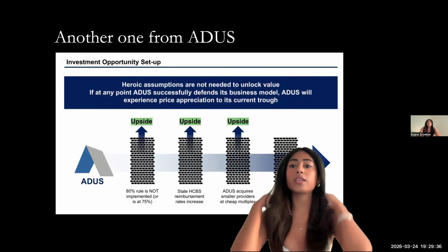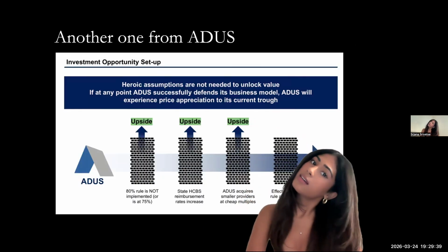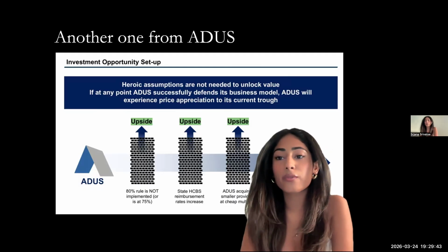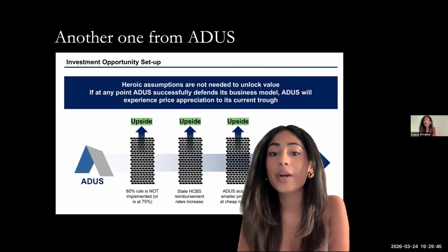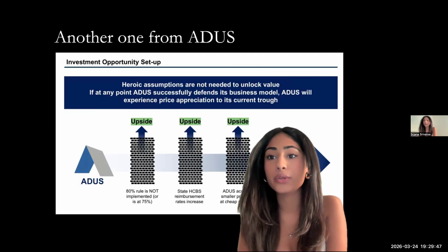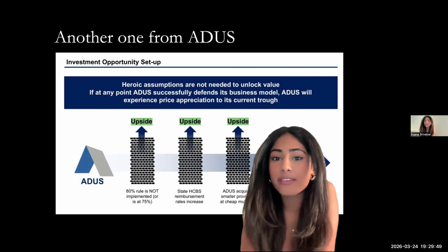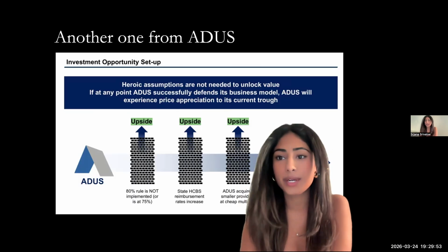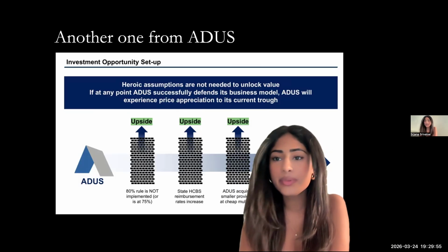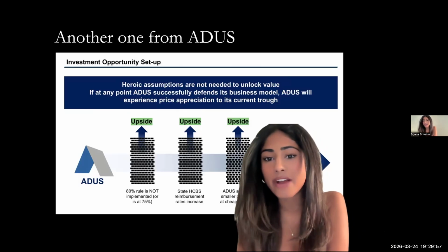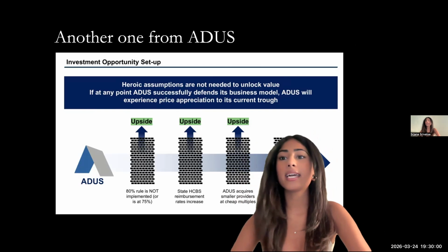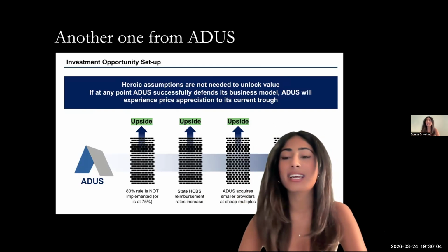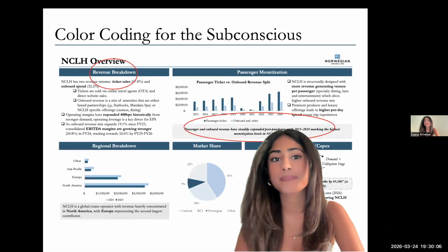Here's another one from that UPenn team that I showed you earlier. This was the investment opportunity setup. And once again, they force you to understand that heroic assumptions are not needed to unlock value, with a very simple graphic and one or two lines of text. I think this is very, very well done, and you don't see things like this very often. I've never seen this graphic in literally any other deck, and it was very unique and it stuck with me. I saw this freshman year, and it's been a slide that I constantly reference to this day.